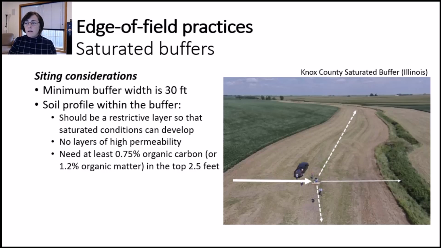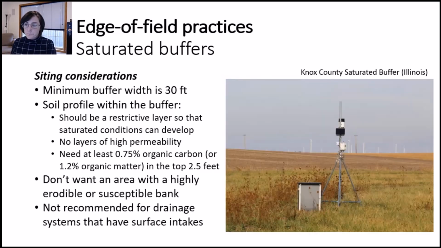You also obviously want a soil with a good amount of organic carbon, because that's the food for the denitrifiers. We typically don't have a problem with not having enough organic carbon here in Illinois, but that is something to consider. Lastly, there are some considerations for the bank itself. You don't want a stream bank or a ditch bank that's erodible or that might easily slough off. Remember, you're going to be moving more water through the soil, pushing water through the soil out to the stream, so you need a good stable bank.